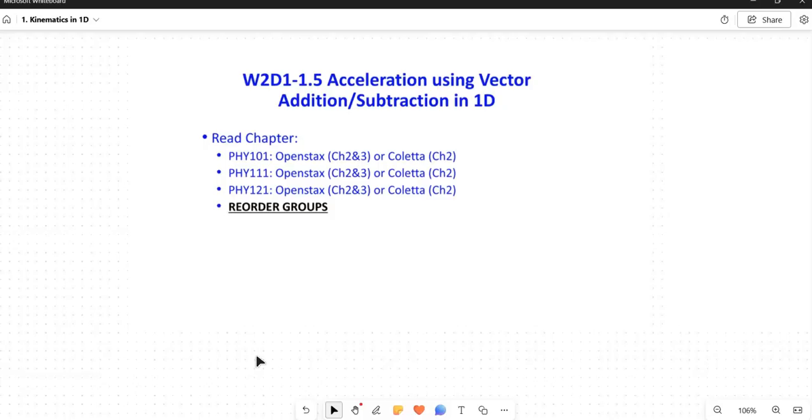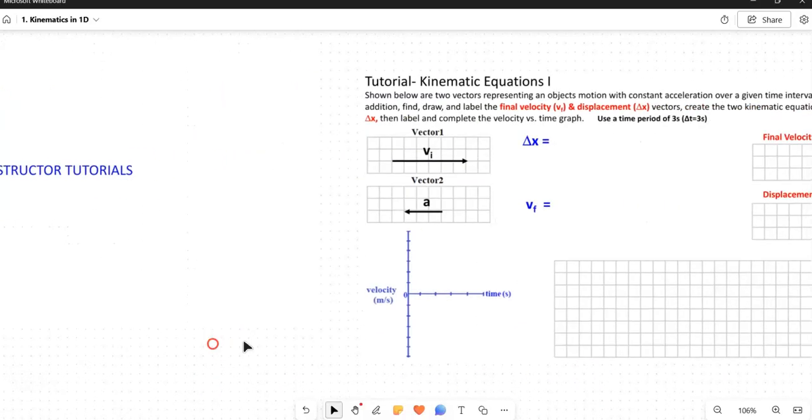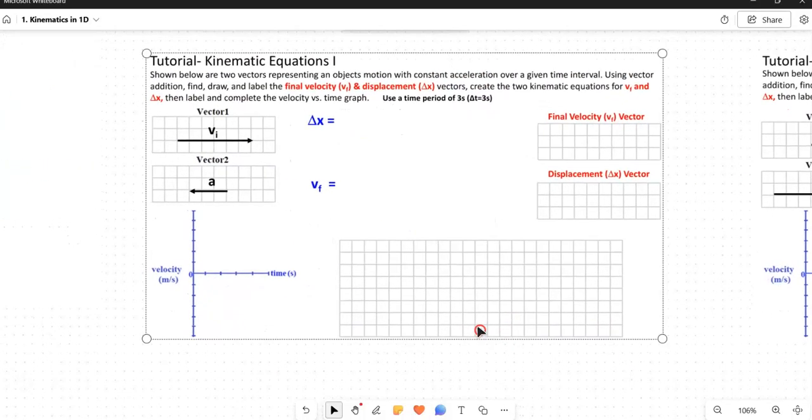We are doing the 1.5 tutorial, and this tutorial is about acceleration using vector addition and subtraction in one dimension. So the tutorial's specific name is kinematic equations 1. So here is the tutorial.